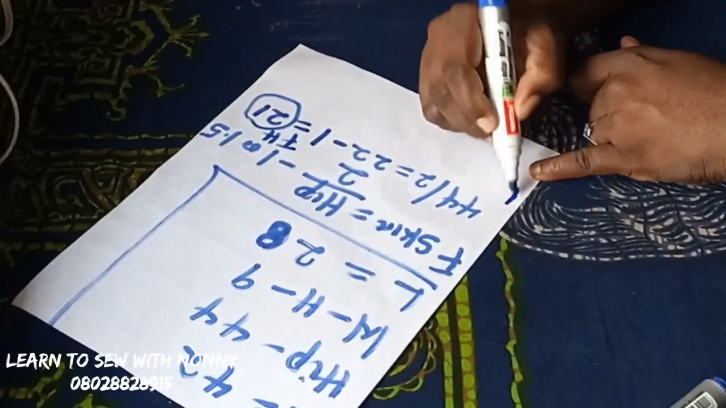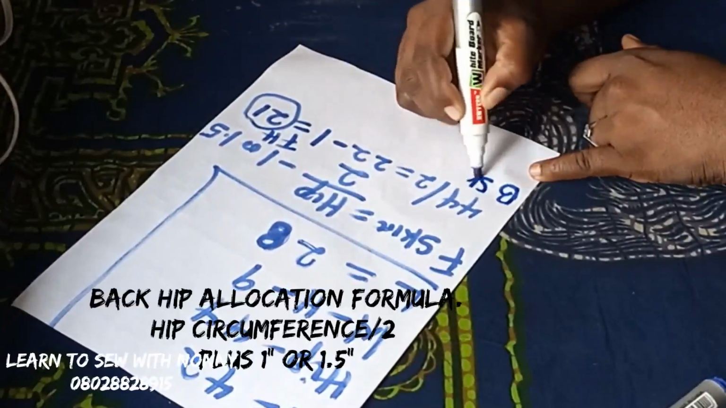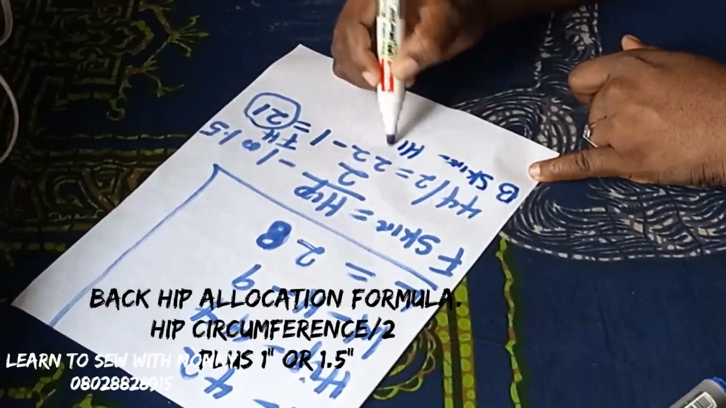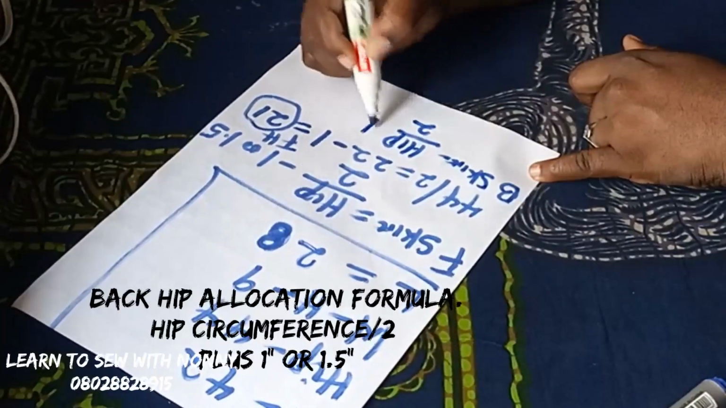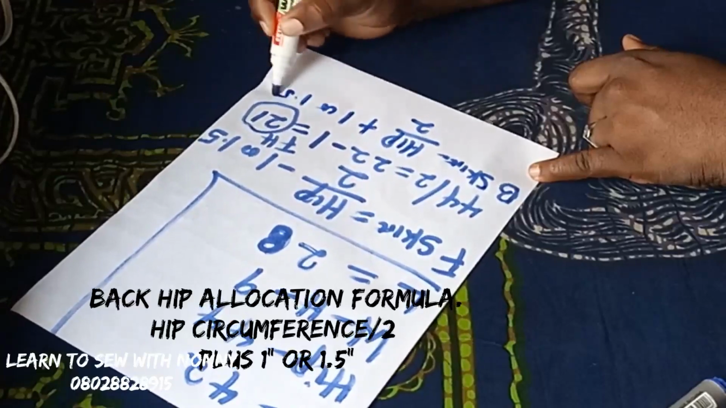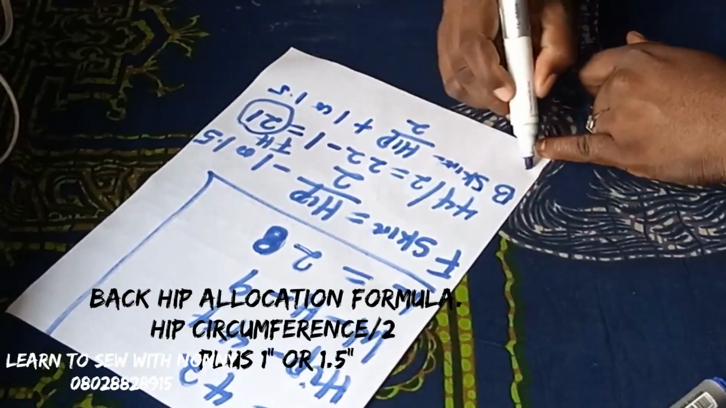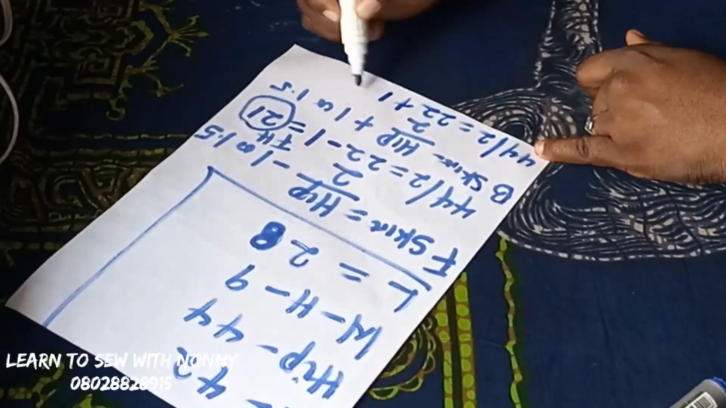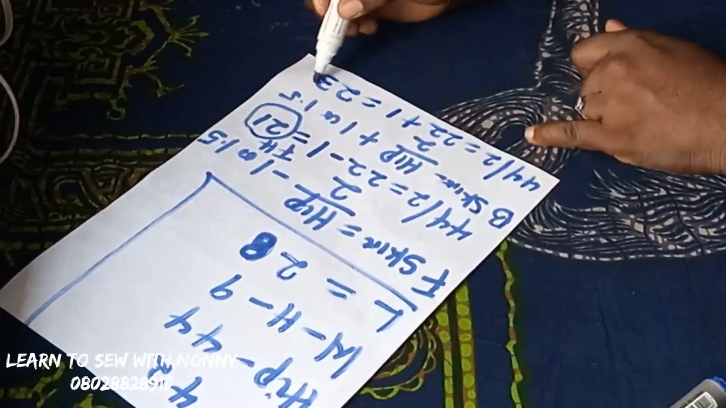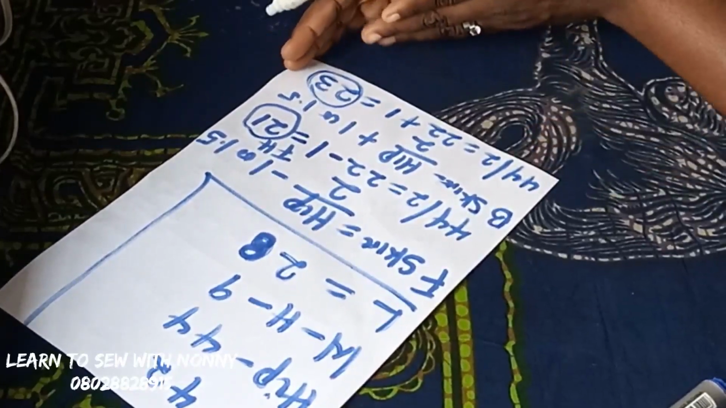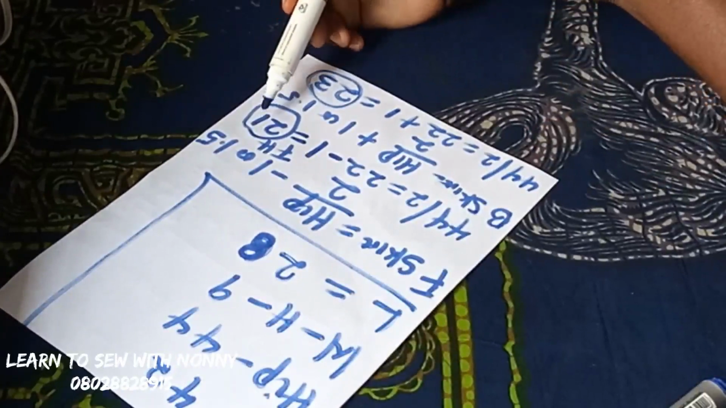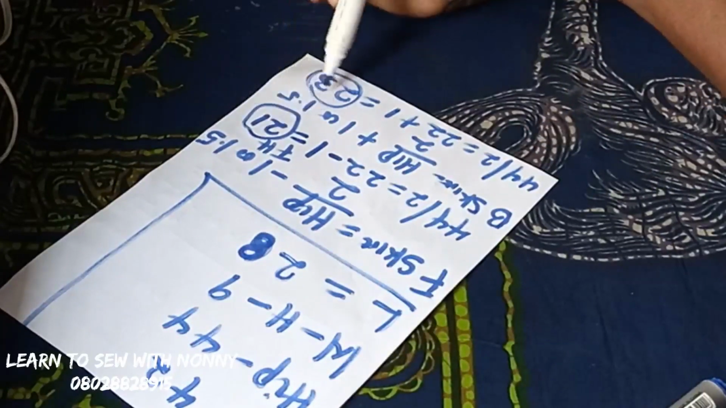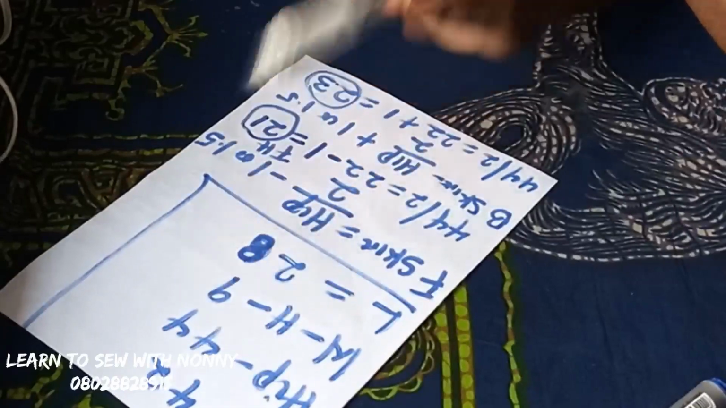All right, so back skirt is hip divided by 2 plus 1 or 1.5. Okay, so the hip is 44 divided by 2 is 22 plus 1 is 23. So 23 is the value I'll be using for my back hip, and 21 is the value I'll be using for my front hip. You need to keep these two values so that you can work with them when you need to. So if I add 21 and 23, it will still give me 44, which is my original hip measurement.